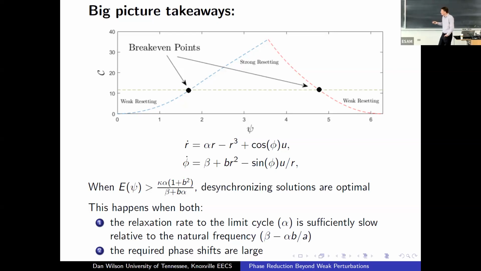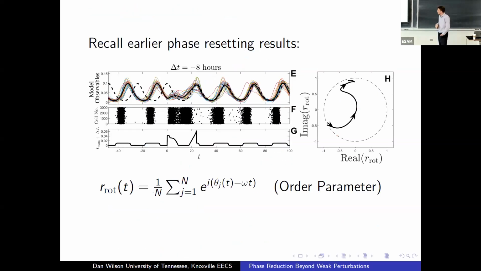Just general heuristics from this analysis. The first is that I'll have some desynchronizing solutions when the relaxation rate governed by alpha is sufficiently slow relative to the natural frequency, and that the required phase shifts are large, in which case it's going to be worth it to desynchronize first before I resynchronize at the correct phase. Otherwise, I'll just give myself small perturbations and get to my target without having to drive myself all the way to the phaseless set.